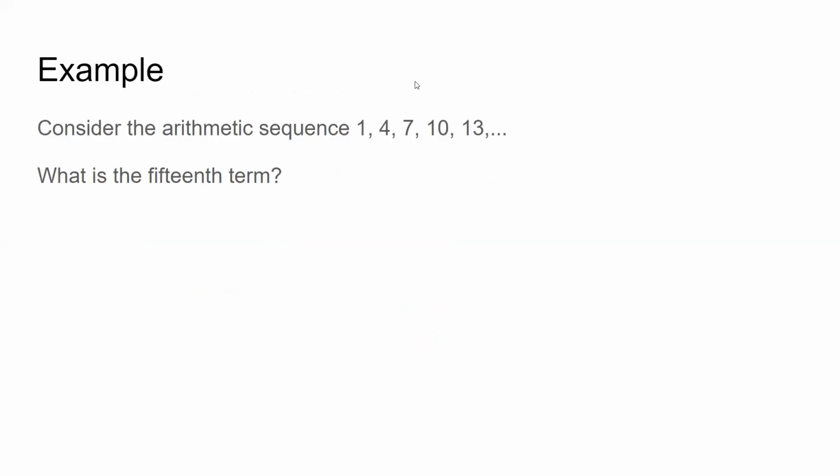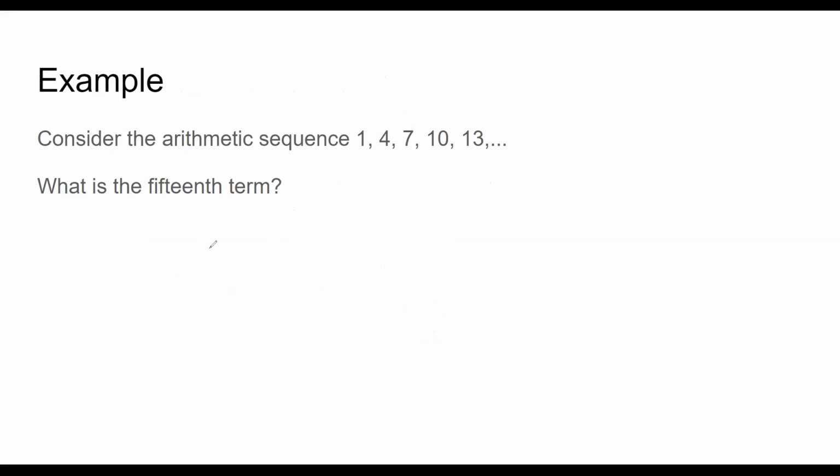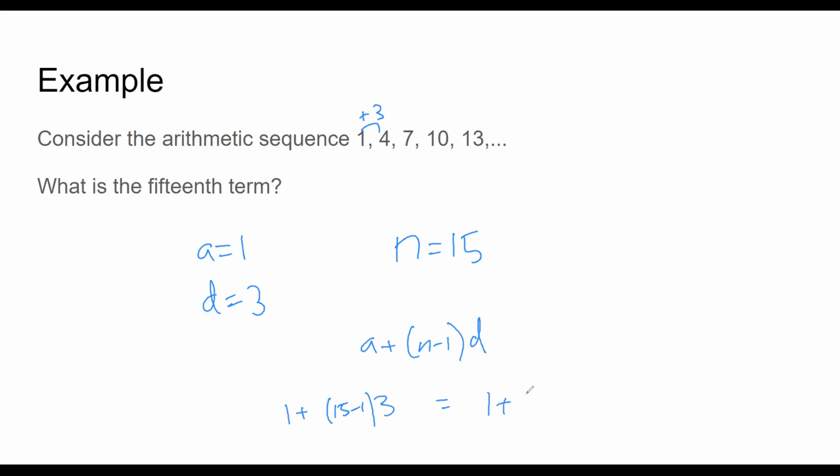So let's look at what we have here. Consider the arithmetic sequence 1, 4, 7, 10, 13. What is the 15th term? So we set our variables. The first term is 1. The common difference here, we're adding 3, so d is 3. Then for the 15th term, n equals 15. Our formula is A plus n minus 1 times d, which is 1 plus 15 minus 1 times 3. 1 plus 14 times 3. 14 times 3 gives us 42, so the answer is 43. And you'd probably still be able to figure out to do 1 plus 14 times 3, even if you don't know the formula. So as long as you understand it, there's really no need to memorize it.